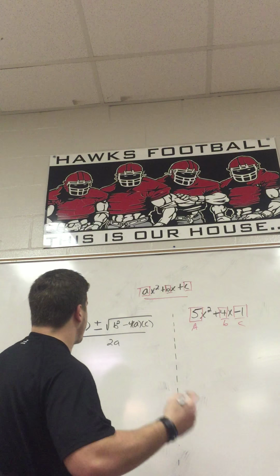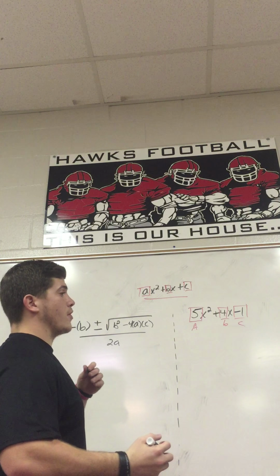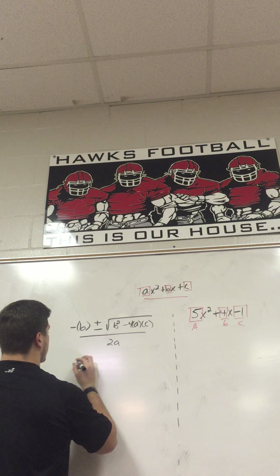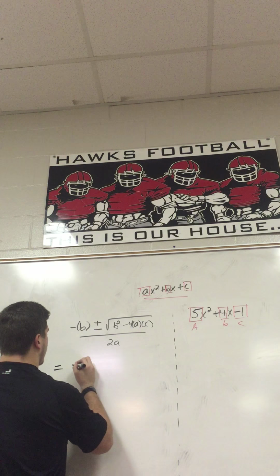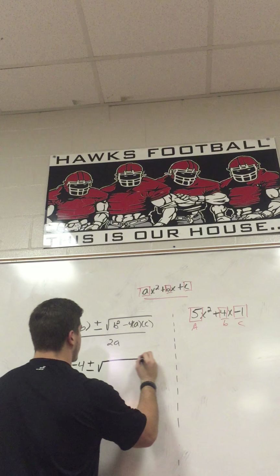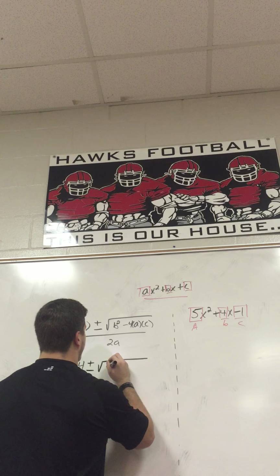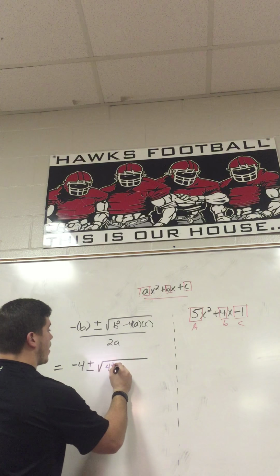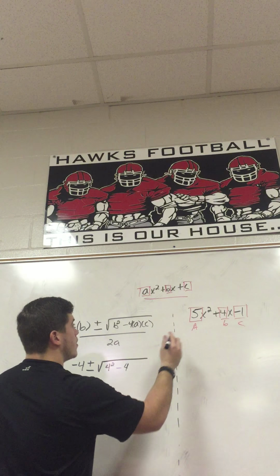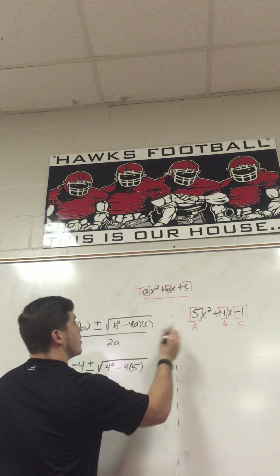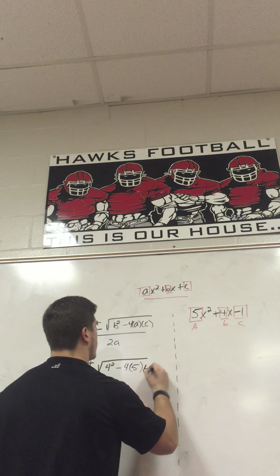So plugging these into your quadratic formula to figure out your x-intercepts, you would get the opposite of b, which is -4, plus and minus the square root of 4 squared, this is b squared, minus 4 times a, which is 5, times c, which is -1.